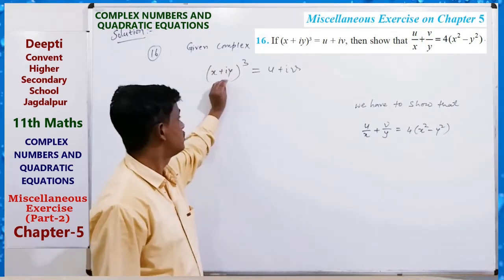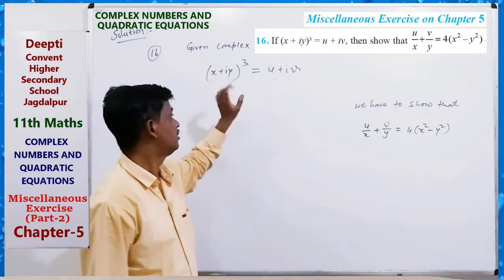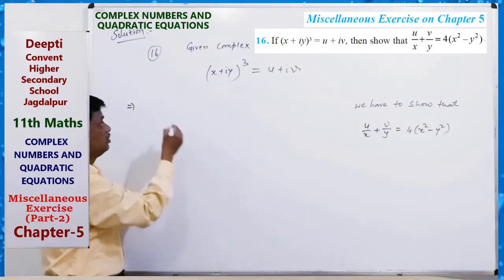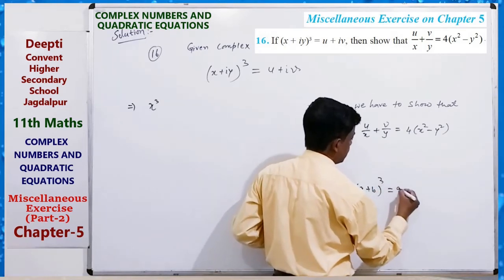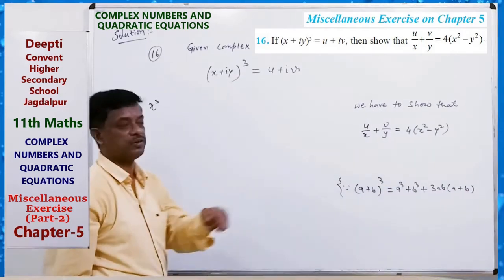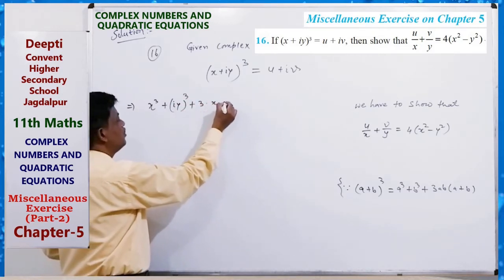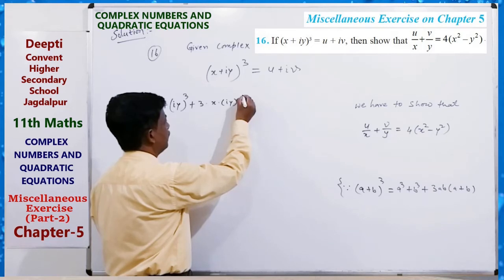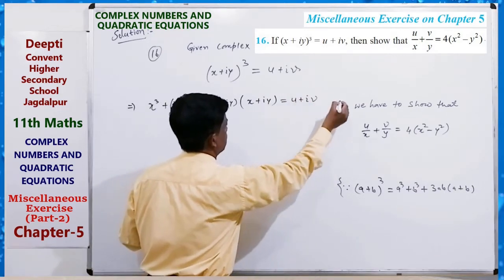Here (x + iy) cubed is not directly in the form A + iB, so we have to convert it into A + iB format and then compare on both sides. Here we can use the formula: (A + B) whole cube equals A cube plus B cube plus 3AB times (A + B). Using this formula, the right hand side is u + iv.